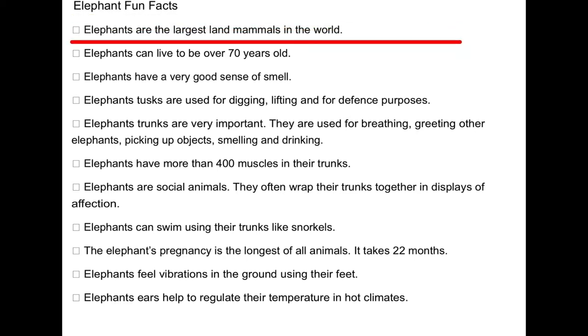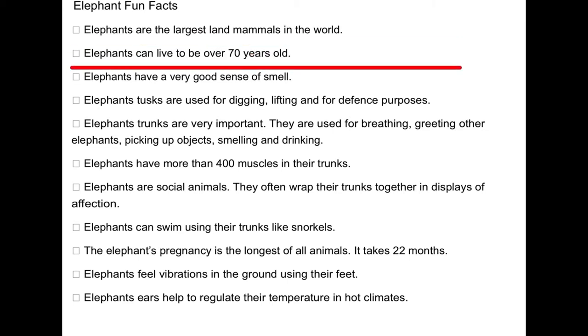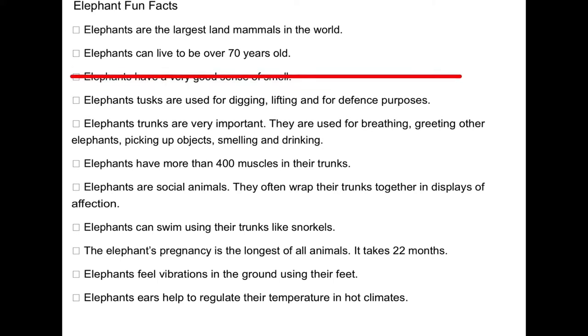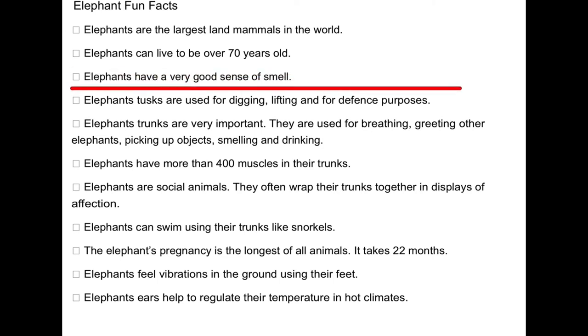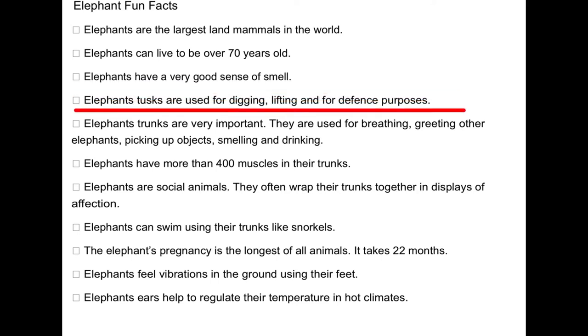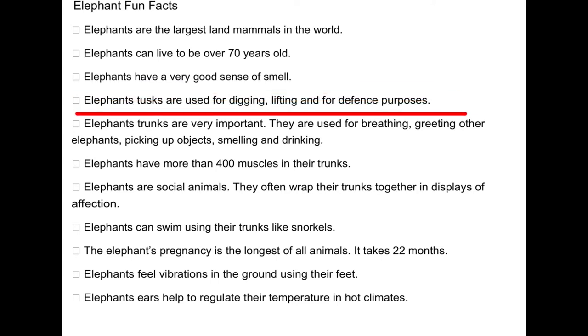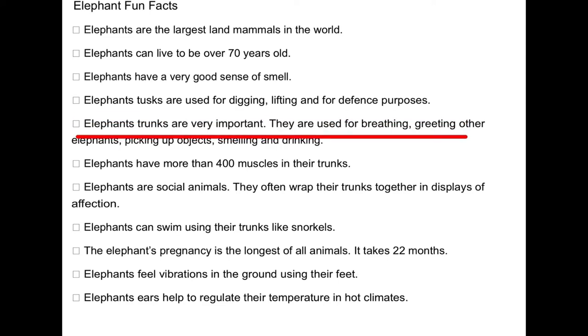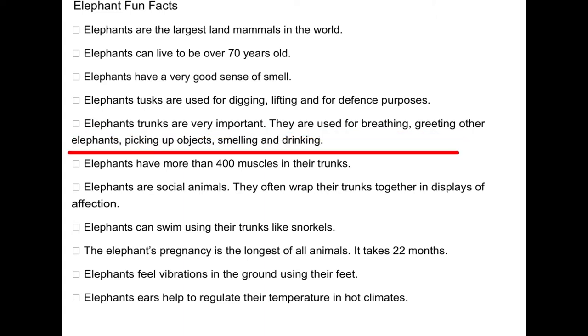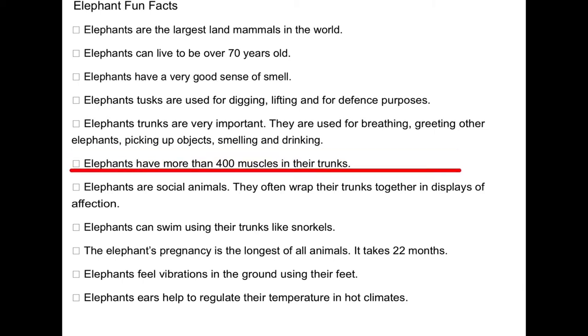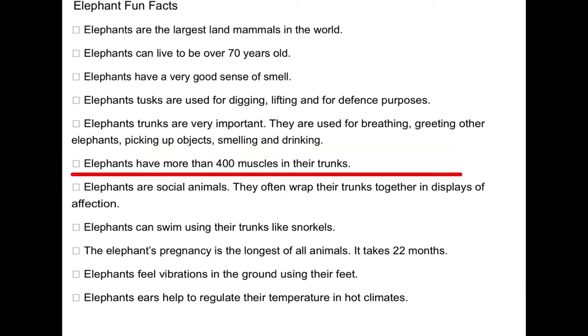Elephants are the largest land mammals in the world. Elephants can live to be over 70 years old. Elephants have a very good sense of smell. Elephant tusks are used for digging, lifting and for defence purposes. That means to defend themselves if they're being attacked. Elephants' trunks are very important. They are used for breathing, greeting other elephants, picking up objects, smelling and drinking. Elephants have more than 400 muscles in their trunks.